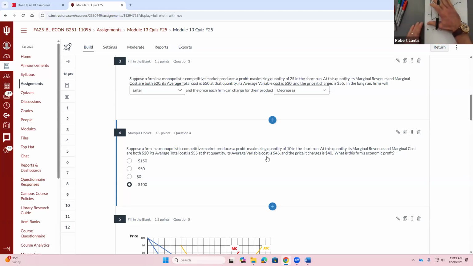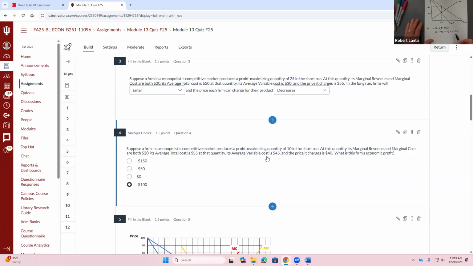Now, if I didn't want to draw this out, I was simply told that, okay, my quantity is 10, the price is 40, right? So I would have gone up to my demand curve to find that price, right? And I think the question told us the average total cost was 55. So if I calculate my profits, I would get what? Negative 150 here.